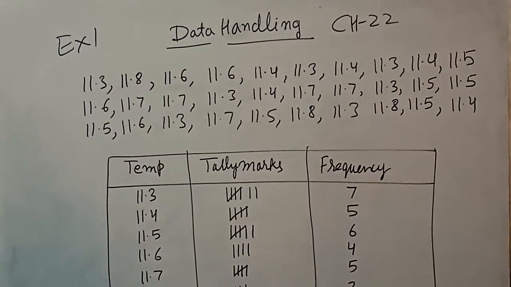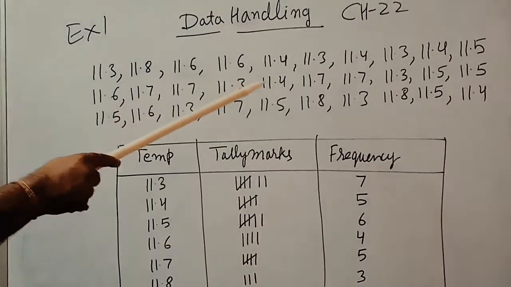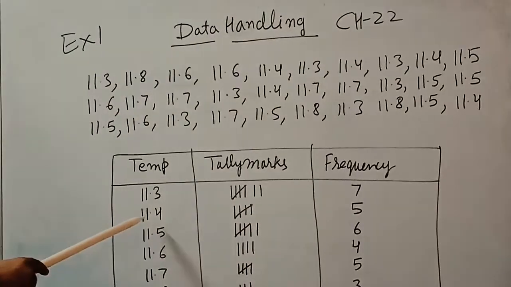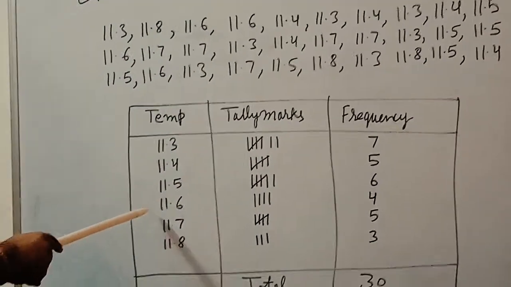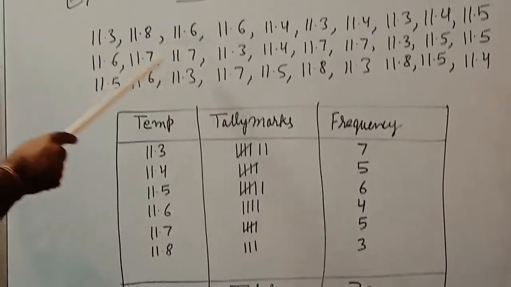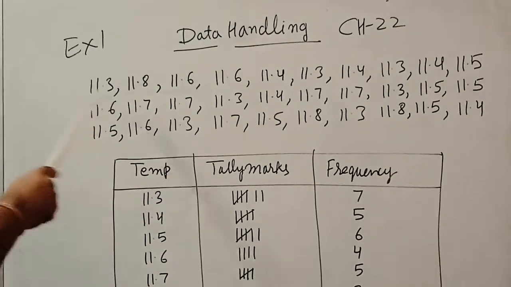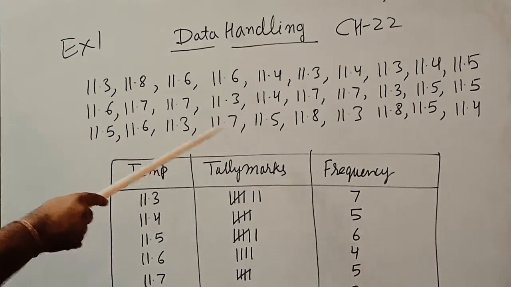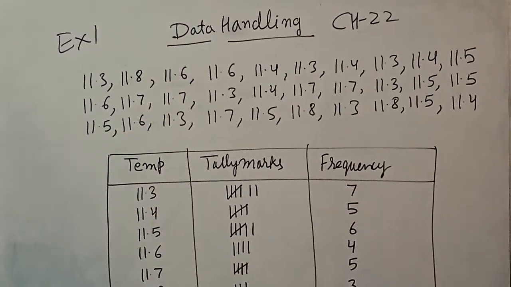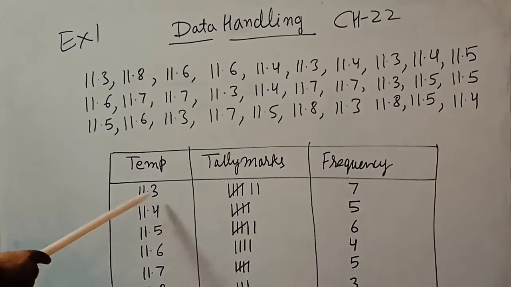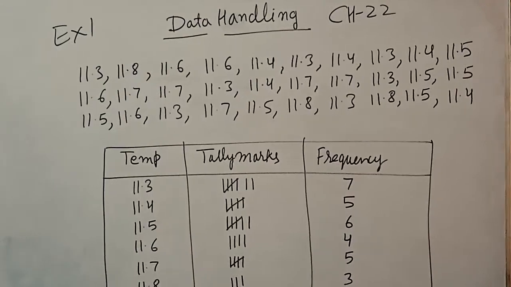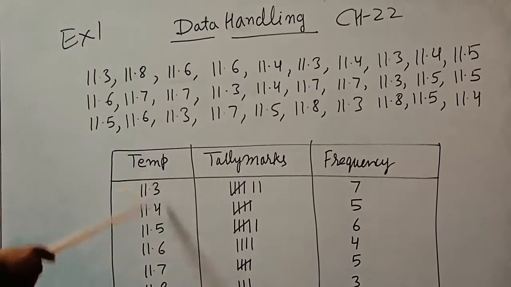So how will you construct it? First you will find what temperatures are given: 11.3, 11.4, 11.5, 11.6, 11.7, 11.8. Whenever we see this data, we will find that there is no other temperature other than 11.3, 4, 5, 6, 7, 8. So write in that manner the temperature in the first column.